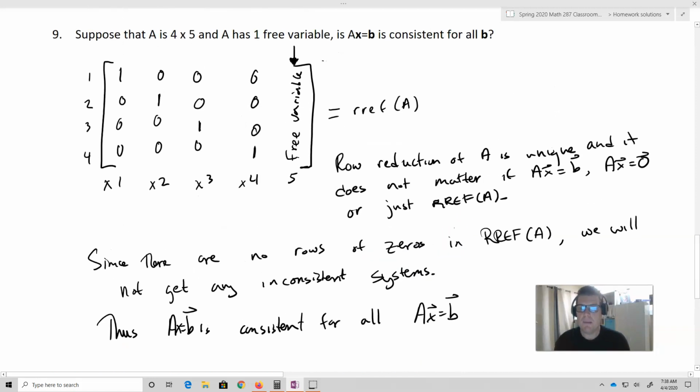Now, be very, very careful. This does not mean that AX equals B has a unique solution. In fact, you're going to get an infinite number of solutions for every B, because you've got this free variable. But are you going to get a consistent system? Yes. Consistent system means at least one solution to AX equals B. So this is a consistent system, just not unique. Very important.